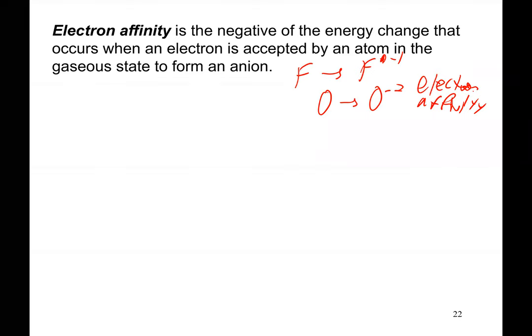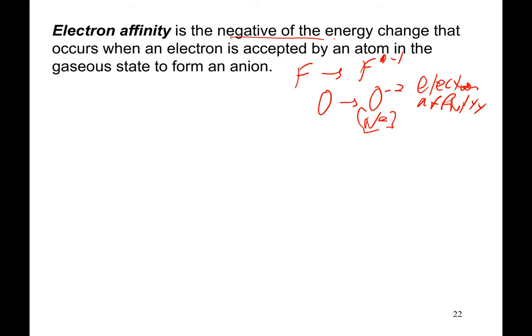So essentially, these are both noble gas configurations. These are both pretending to be neon, correct? So they basically have less energy overall because they've given up some energy because they accepted the electron. So basically the definition of electron affinity is that accepting electrons will release energy. That's the negative of the energy change. Yes, it's accepted by the atom.